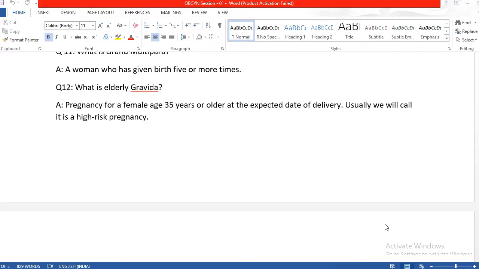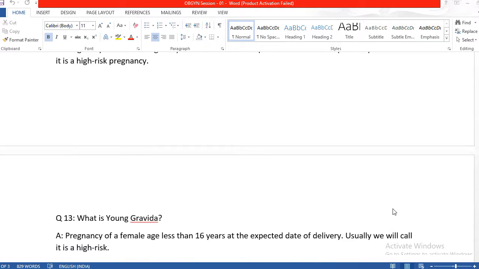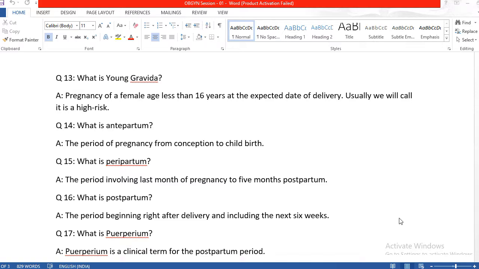What is elderly gravida? Pregnancy of a female aged 35 years or older at the expected date of delivery. Usually we call it a high risk pregnancy. Question 13. What is young gravida? Pregnancy of a female aged less than 16 years at the expected date of delivery. Usually we call it high risk. So above 35 years is also high risk, and below 16 years is also high risk. But if it is above 35 years we call it elderly gravida, and if it is below 16 years we call it young gravida. Both are high risk pregnancies, so we need to take care.